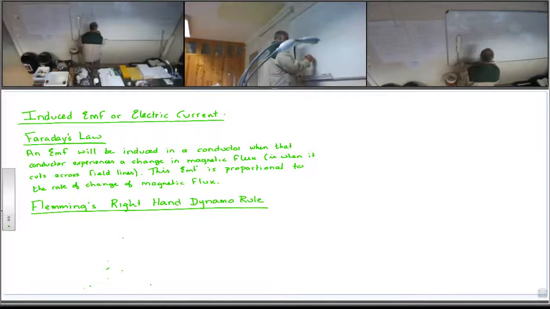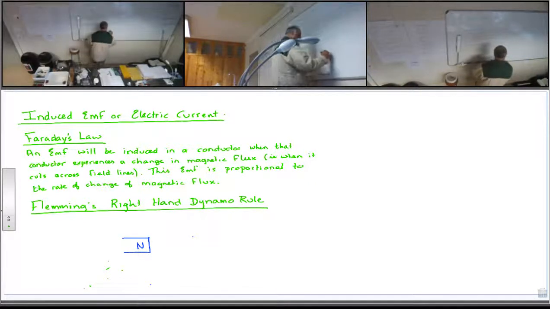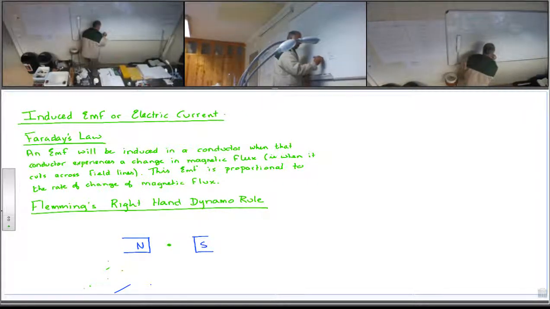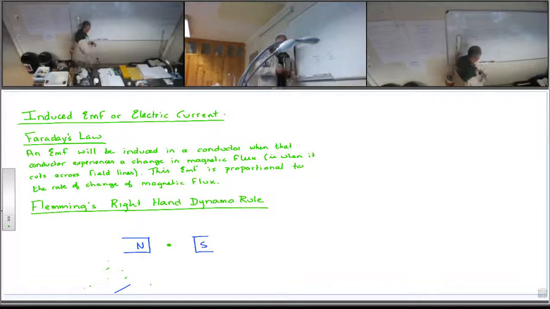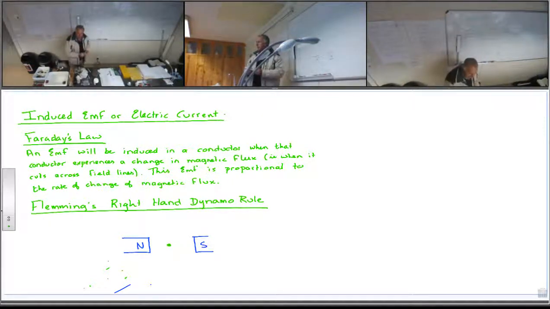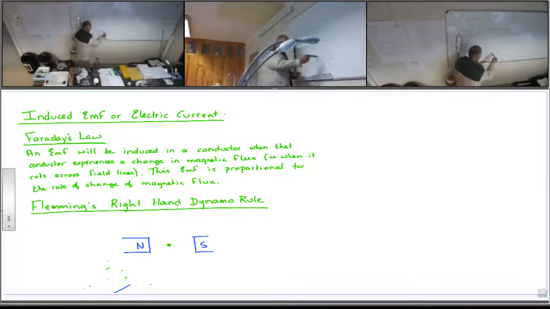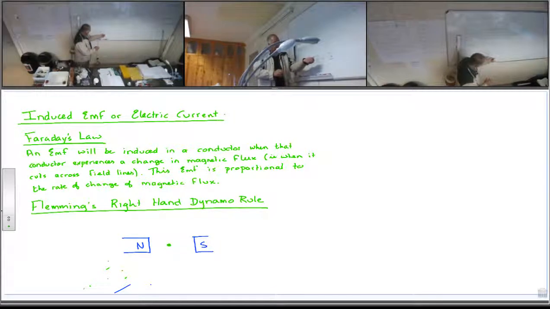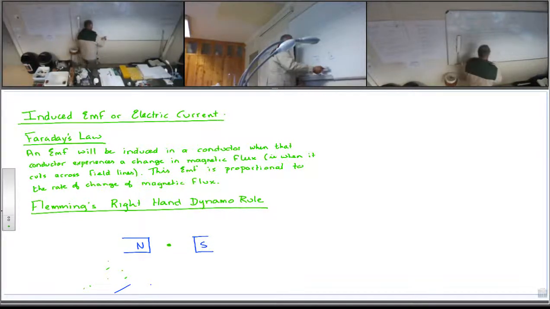We've got a magnet, north and south. Okay? We've got a conductor. There we are. Which way is that conductor running? Is there any current flowing through that conductor? Not yet. That's just a conductor that is running into the board there like that. I'm going to lift that conductor up.